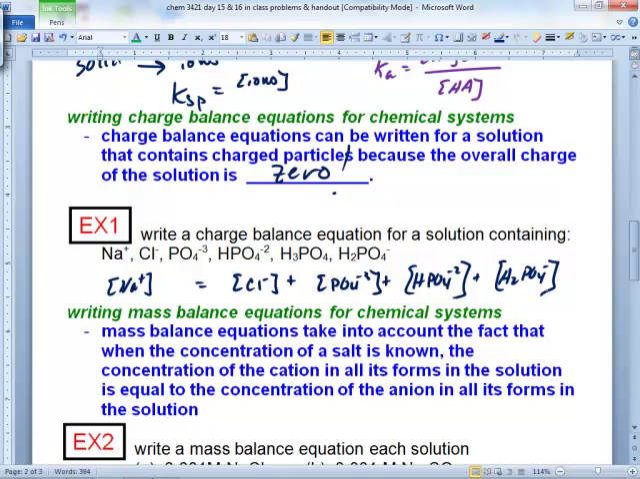Does this compound, phosphoric acid, have a charge? No. So it doesn't belong in the charge balance. There's no charge for it. Because really all you're doing is taking the charge and multiplying it times the concentration and setting it equal to 0. Since H3PO4 doesn't have a charge, you're taking 0 times its concentration, you get 0. So what we're going to do is take a 1 out front for the sodium, a positive 1, right? A 1 times that one, a 1 times that one, a 3 times that one. See what I'm doing?